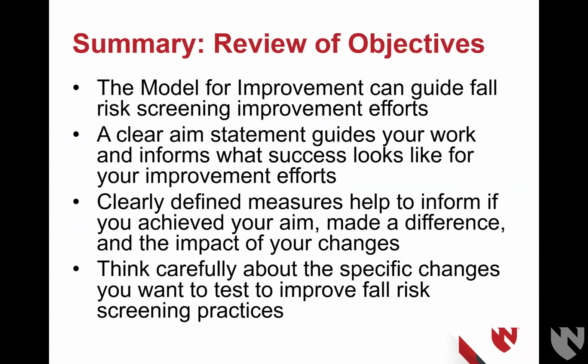So in summary, the model for improvement can guide fall risk screening improvement efforts. One thing to think about is to make sure you have a clear aim statement that guides your work to help inform what success looks like for your improvement efforts. Establishing a set of clearly defined measures can help to inform if you achieved your aim, made a difference, and what the impact of your changes may be. And finally, to think carefully about the specific changes that you might want to test to help improve fall risk screening practices in your clinic.